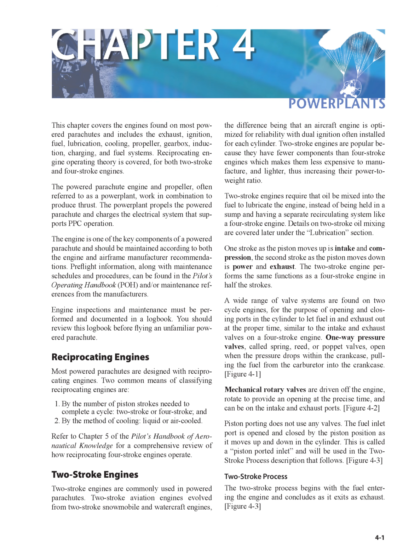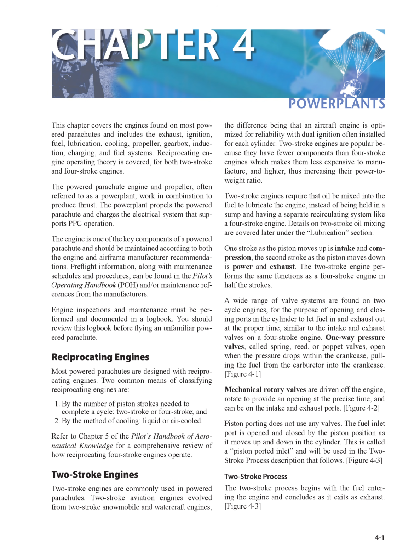The first stroke, as the piston moves up, is intake and compression. The second stroke, as the piston moves down, is power and exhaust. The 2-stroke engine performs the same functions as a 4-stroke engine in half the strokes. A wide range of valve systems are found on 2-cycle engines, for the purpose of opening and closing ports in the cylinder to let fuel in and exhaust out at the proper time, similar to the intake and exhaust valves on a 4-stroke engine. One-way pressure valves, called spring, reed, or poppet valves, open when the pressure drops within the crankcase, pulling the fuel from the carburetor into the crankcase.